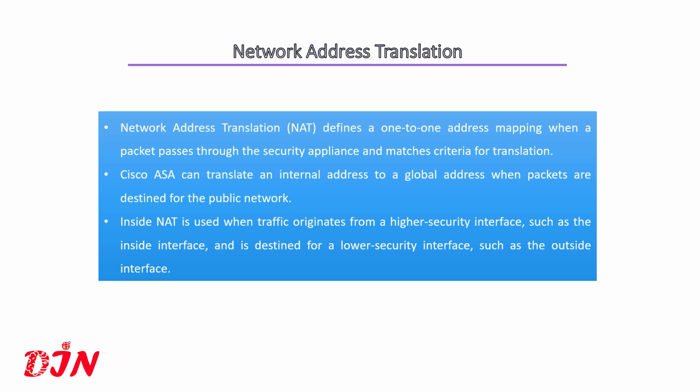With this method, also known as inside NAT, the security appliance converts the global address of the return traffic to the original internal address. Inside NAT is used when traffic originates from a higher security interface such as the inside interface and is destined for a lower security interface such as the outside interface.